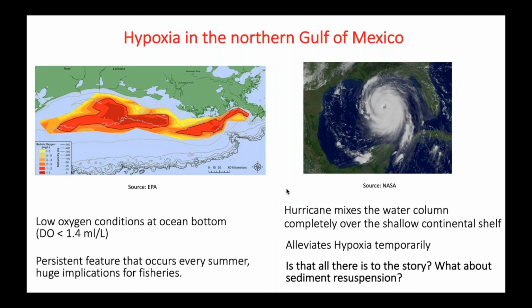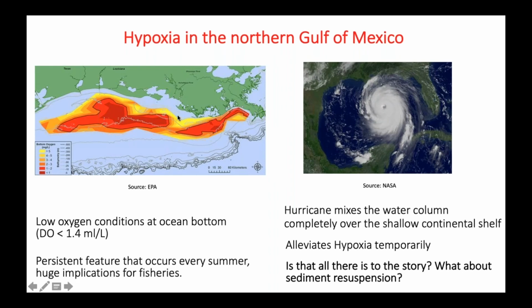So in that case, let's go to the second topic, which is related to the impact of hurricanes on hypoxia in the northern Gulf of Mexico. Hypoxia is a state of low oxygen which develops in the bottom of the ocean. And this is a very persistent feature in the northern Gulf of Mexico in the continental shelf along the coast of Texas and Louisiana, as can be seen in this figure here.